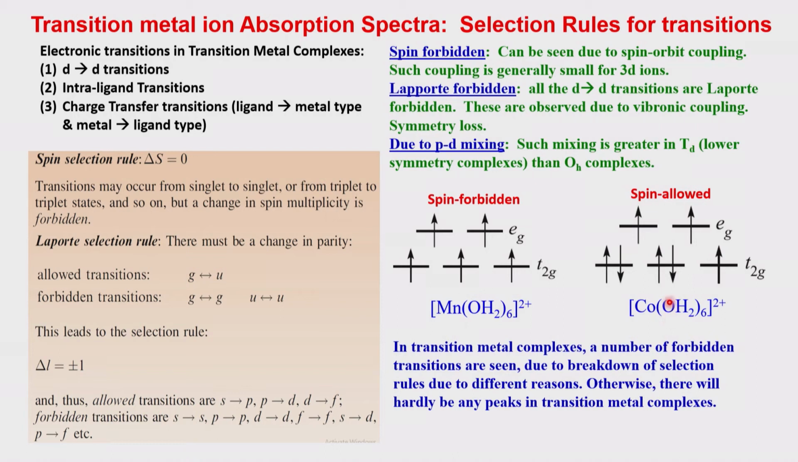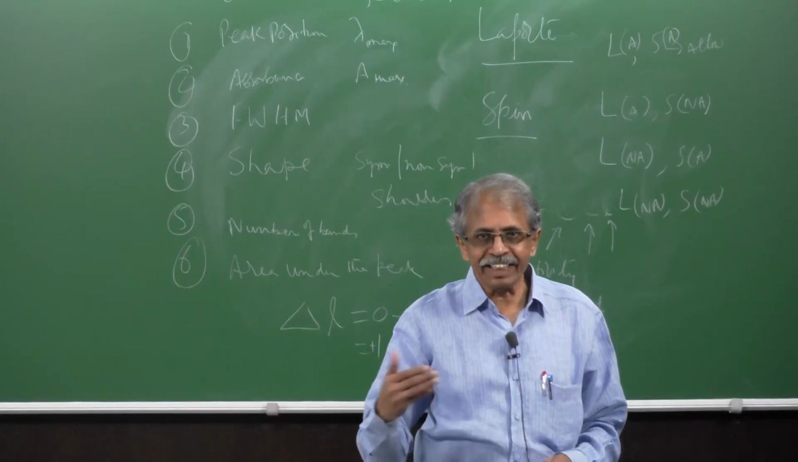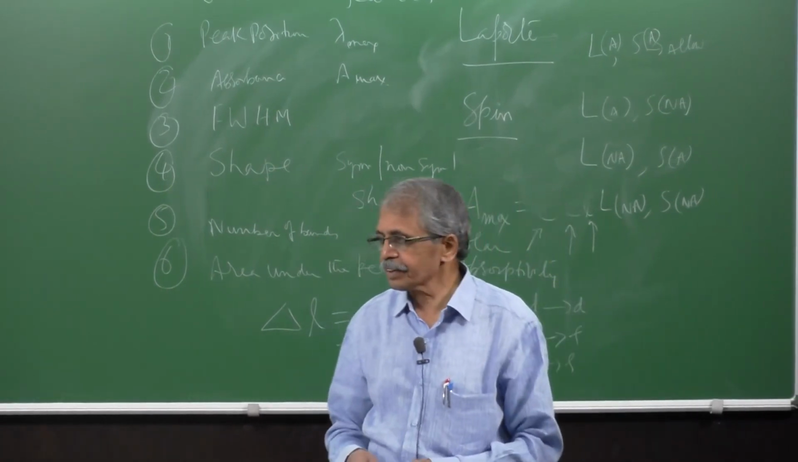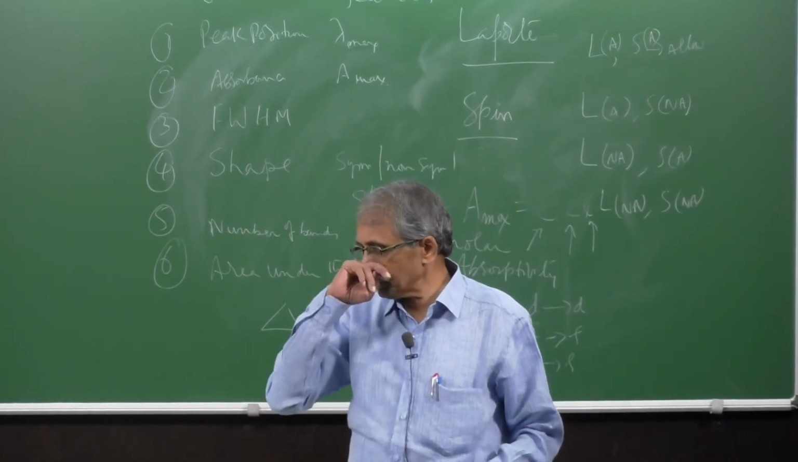And if you look here, any one of these electrons can go and pair with this one, or this one, or this one. So there are spin allowed transitions there. So, spin allowed, spin forbidden. Similarly, all these D to D transitions in the transition metal are Laporte forbidden, but you see quite a bit of them.